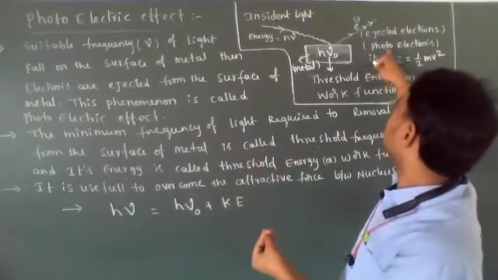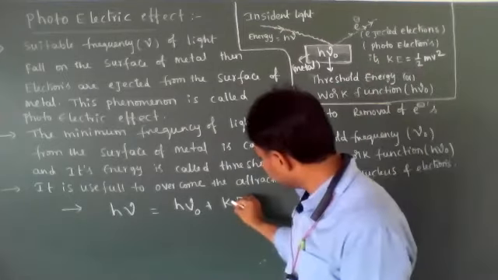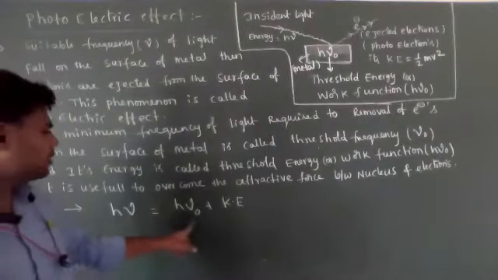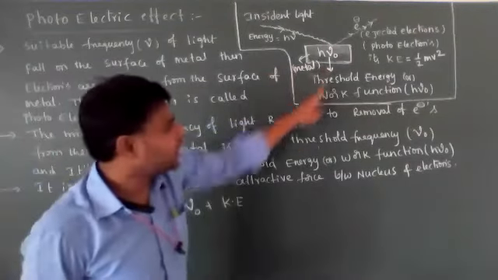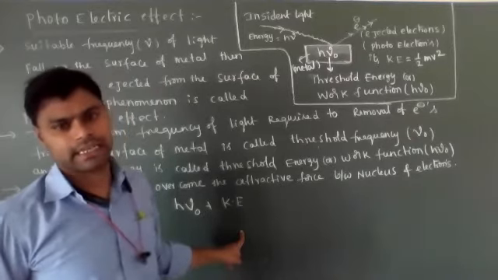Those electrons' energy is in the form of kinetic energy. That's why KE, KE means kinetic energy. So the energy of incident light that we use is equal to the sum of the threshold energy plus the kinetic energy. Threshold energy plus kinetic energy.